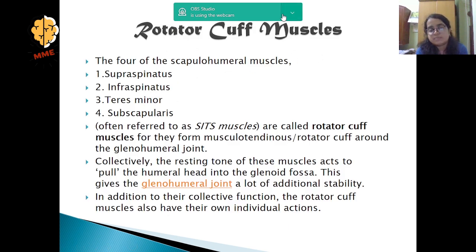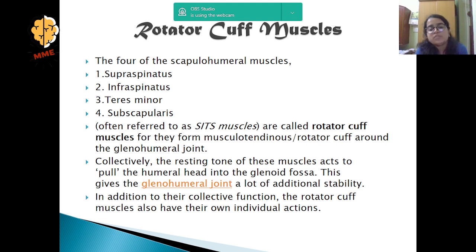Now the rotator cuff muscles. As I said, rotator cuff is quite important for you. The rotator cuff is formed by 4 of the scapulohumeral muscles: supraspinatus, infraspinatus, teres minor, subscapularis. Now these muscles are often referred to as the SITS muscles. It's a mnemonic, don't write it in this way. They form the rotator cuff around the glenohumeral joint.